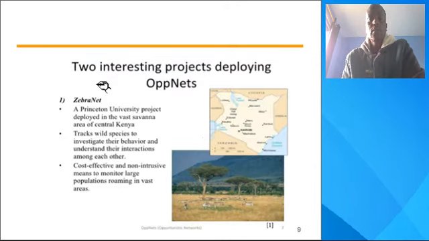Let's look at two examples of real case scenarios where opportunistic networks are used. We have ZebraNet, for example, which is basically a network project developed by Princeton University. It's using Kenya to track wild zebras in the forest or in the parks, so that they can easily track the zebras as the zebras encounter each other, because they have wireless tags on them, and then eventually information will be transmitted to a base station.